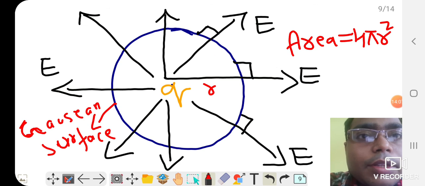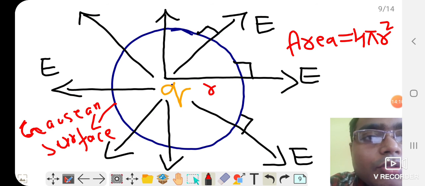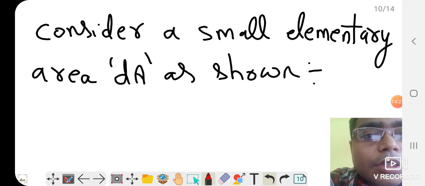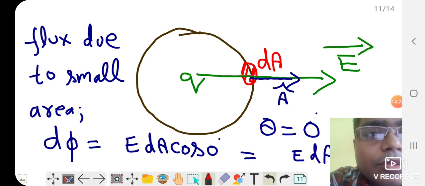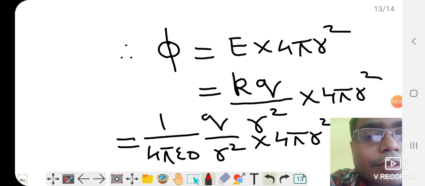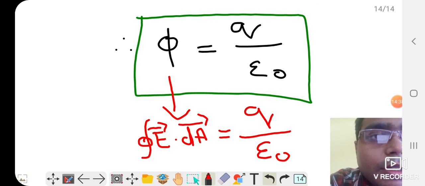So what are the steps that need to be followed? First we have to consider a closed surface, then we have to give the direction of electric field lines and area vector. If both the electric field and area vector are the same, then the angle will become 0 degrees. Then we have to write the flux for the very small area dA. Then after writing the small flux d phi, we have to integrate for the whole surface. After integration you will get the total flux. So this is the derivation of Gauss law.